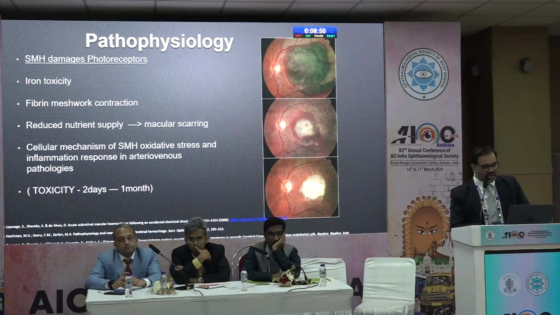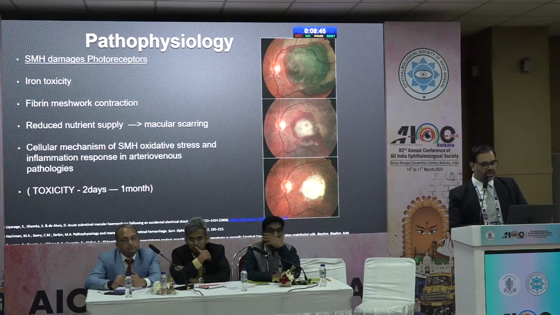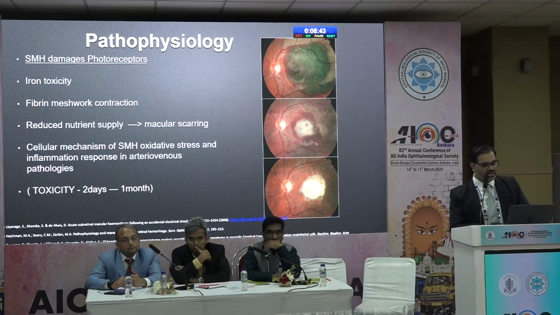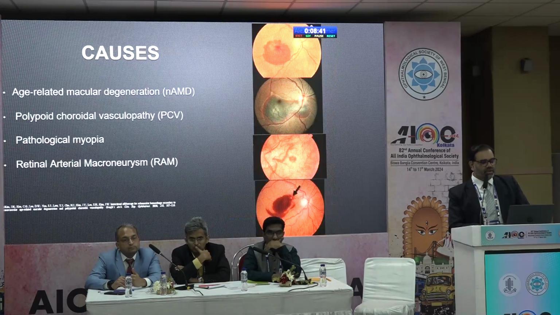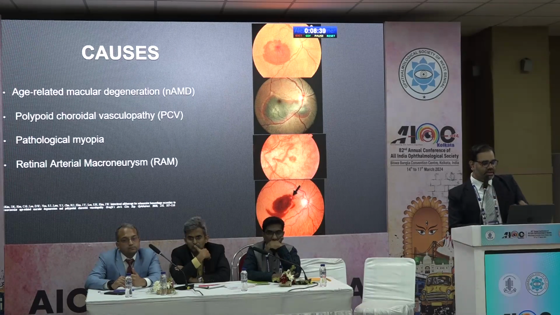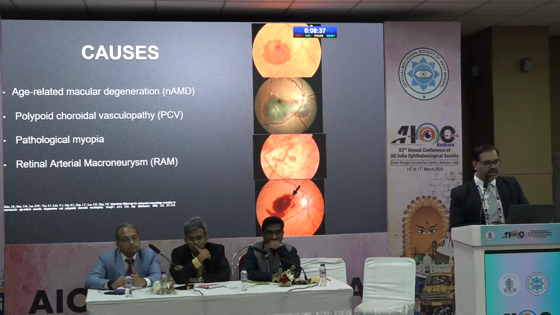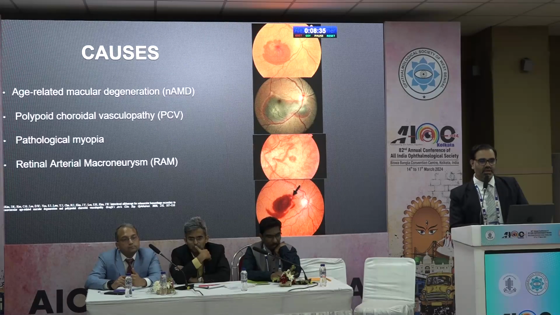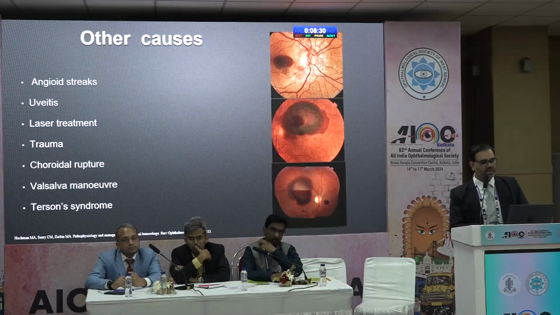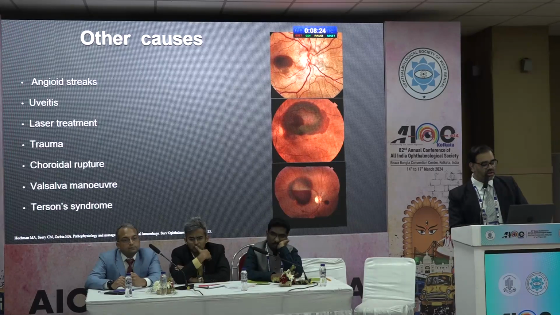At the cellular mechanism for the submacular hemorrhage, we tend to see oxidative stress and inflammation because of these pathologies. So the most common causes I would want to illustrate are age-related macular degeneration. We have PCVs, pathological myopia, retinal artery macroaneurysms. The others which we uncommonly see are traumatic patients with choroidal ruptures. One of the other causes which we see more commonly is Valsalva's maneuver or patients with Terson syndrome.